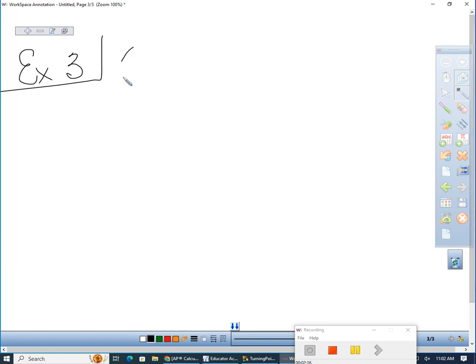All right, let's do this. The integral of x e to the x dx. So we've got to decide what our u is going to be and what our dv is going to be.